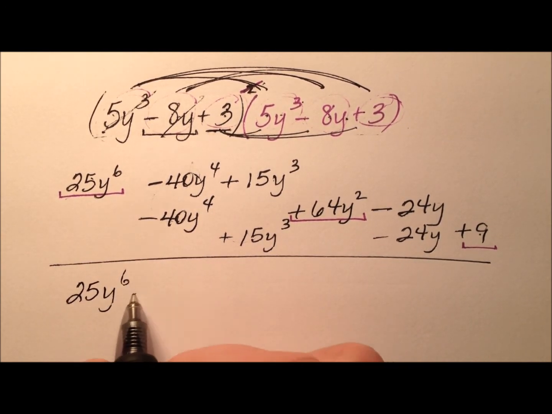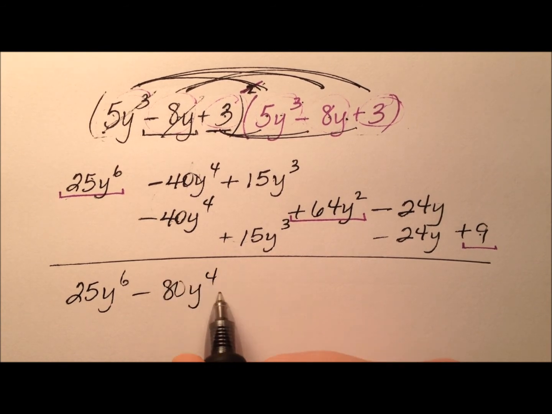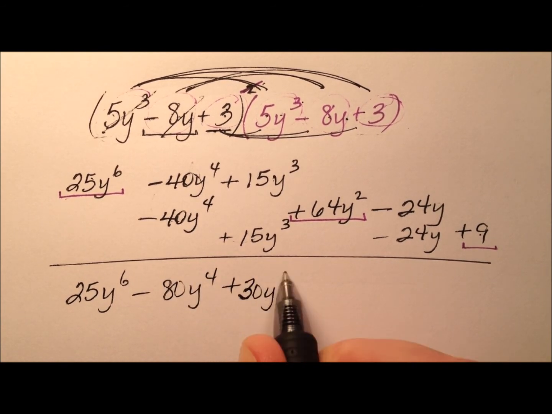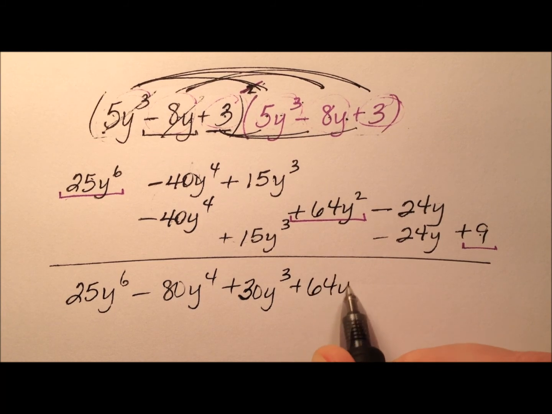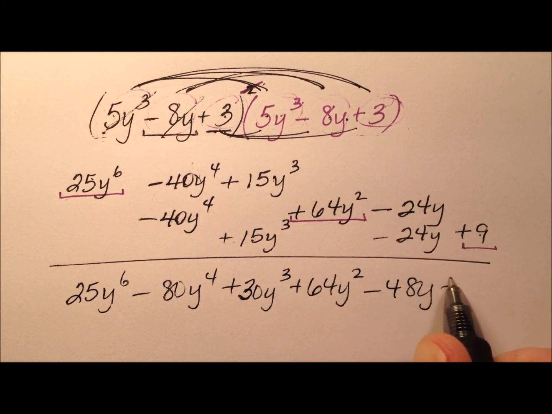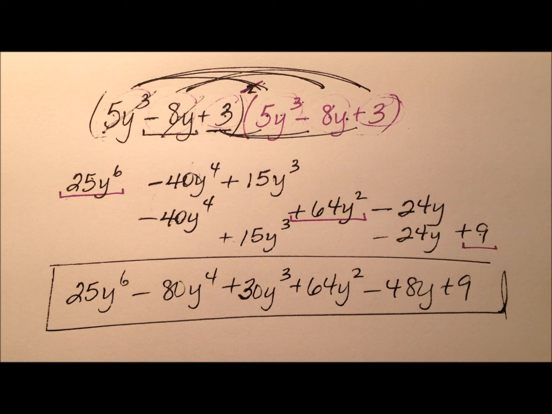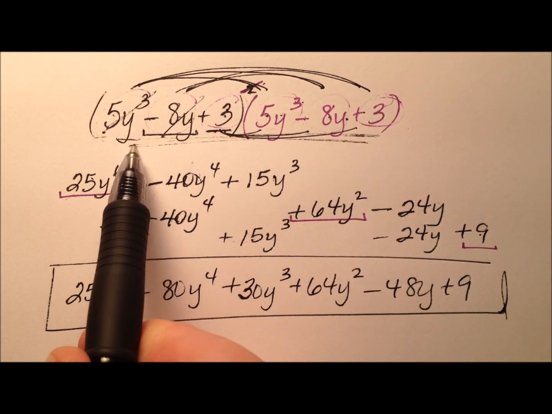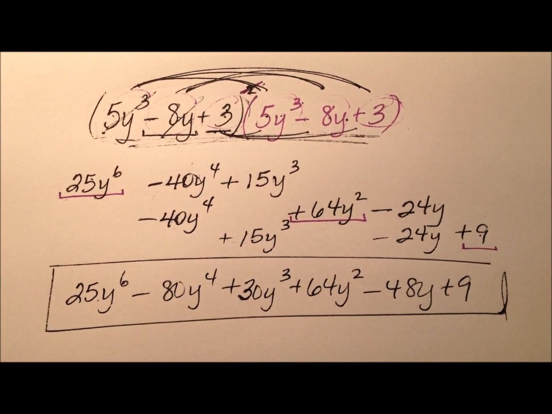25y to the 6th comes down, minus 80y to the 4th, plus 30y cubed, plus 64y squared, minus 48y, plus 9. And this sextic polynomial in 1, 2, 3, 4, 5, 6 terms is going to be the product when I square this trinomial.